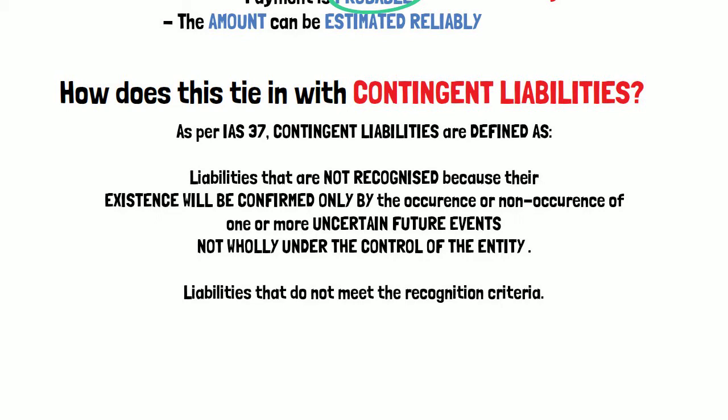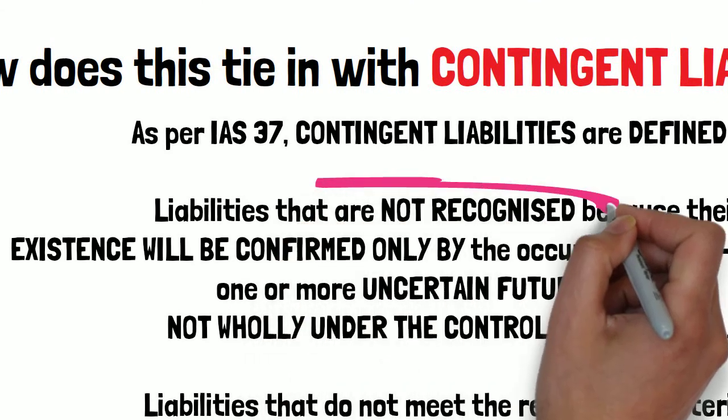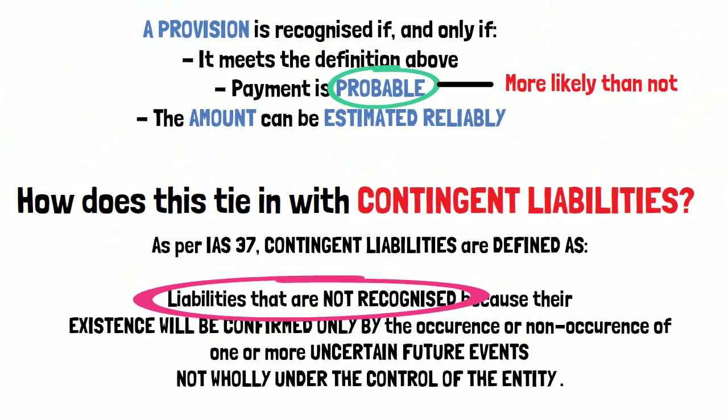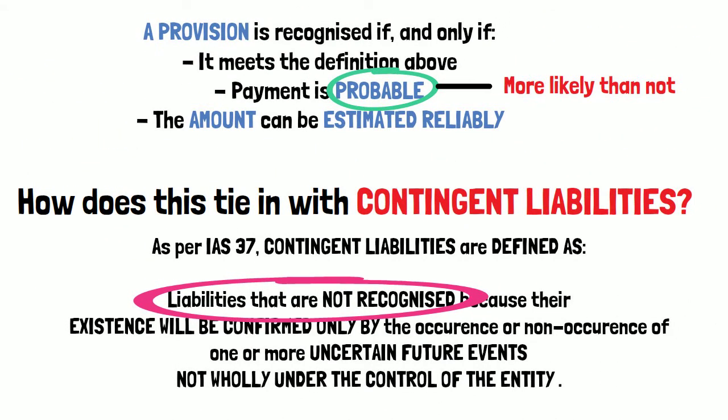Okay, let's dig a bit deeper. So, liabilities that are not recognized. The first thing we can do is just isolate that and say what we know already: contingent liabilities are not recognized within the financial numbers. Let's leave that to one side. Why is this the case? It's because their existence will be confirmed only by the occurrence or non-occurrence of one or more uncertain future events not wholly under the control of the entity.